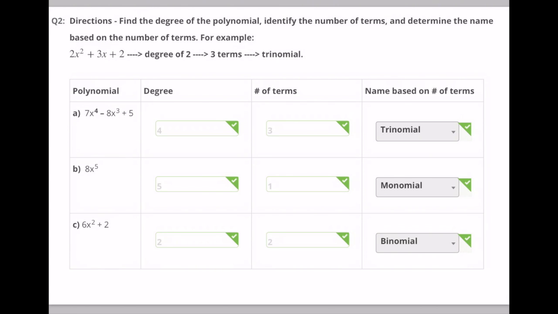Okay, question 2. We want to find the degrees of these polynomials, identify the number of terms, and give the name based on the number of terms. We see that the highest degree here is 4. So the exponent that is the greatest, the biggest exponent is 4. That's why we say our degree is 4.